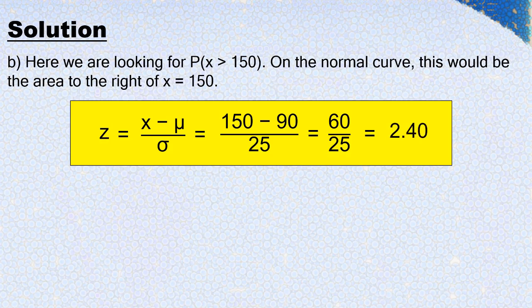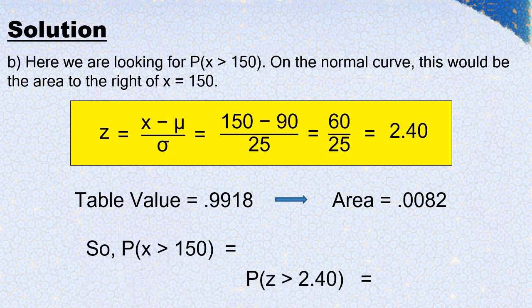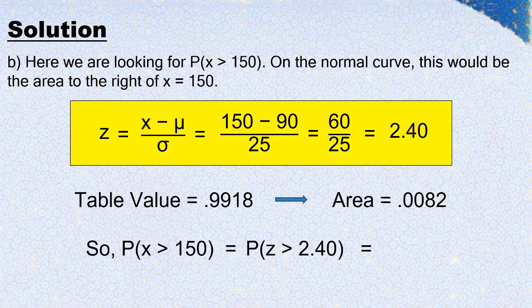Now if we look up 2.40 on the standard normal distribution table, we find that there's a table value of 0.9918. But this is greater than probability, which means we're looking for area to the right, so we have to do 1 minus 0.9918, which is going to be 0.0082. Remember that area corresponds to probability, so the probability that the x value is greater than 150 is the probability that z is greater than 2.40, which is 0.0082.